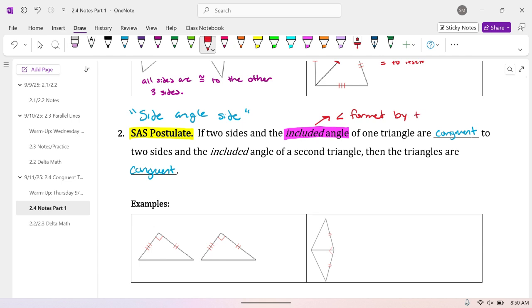So it's the angle formed by the two given sides. In other words, it's between the two sides. All right. So the rays of the angle are the two congruent sides. So let's look at an example here.